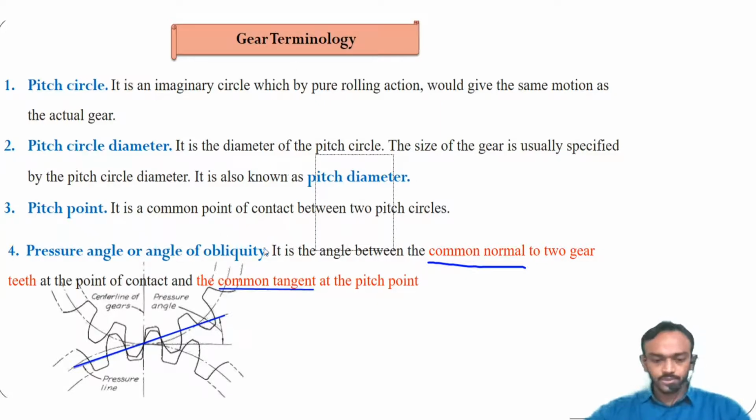So we draw the tangent at that point. You can see this angle is known as the pressure angle. I repeat again: the common normal at the point of contact, and the common tangent at the pitch point, this horizontal line, and the angle between them is known as the pressure angle. Clear? So let's go to the next slide.